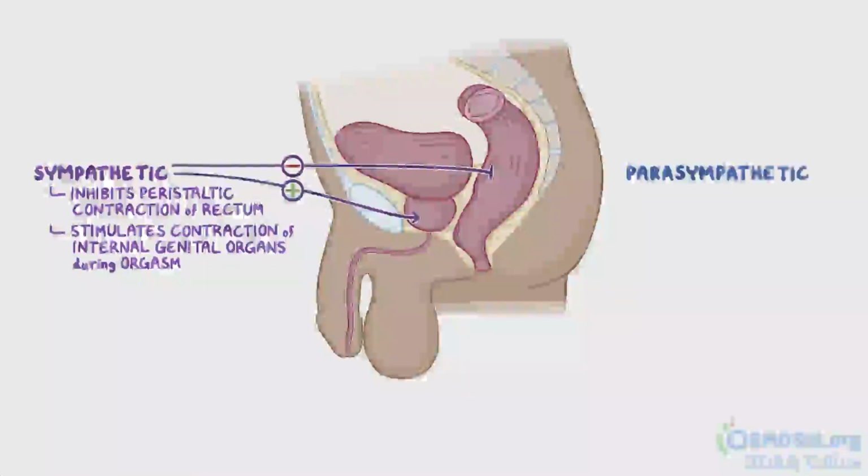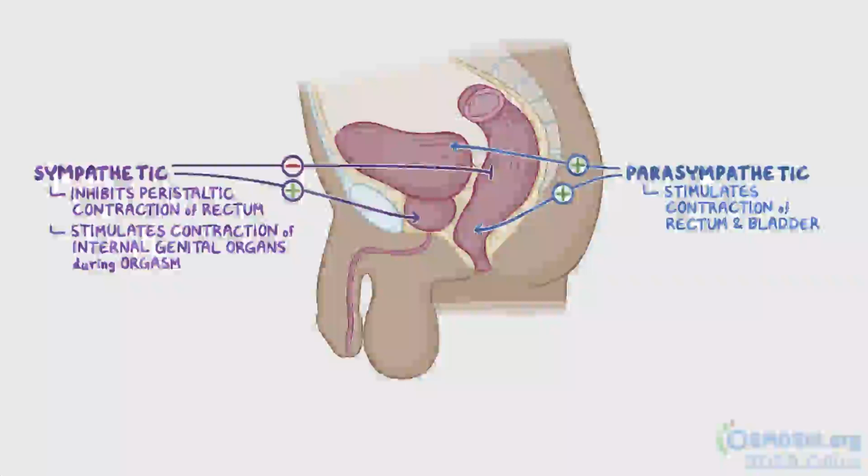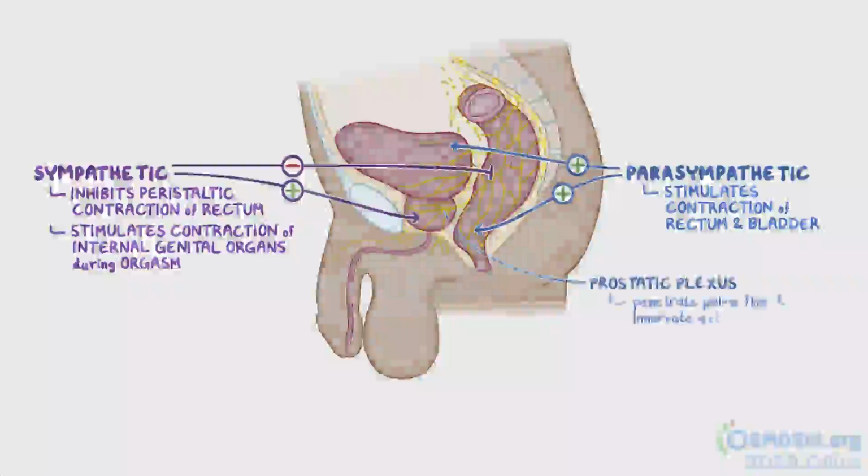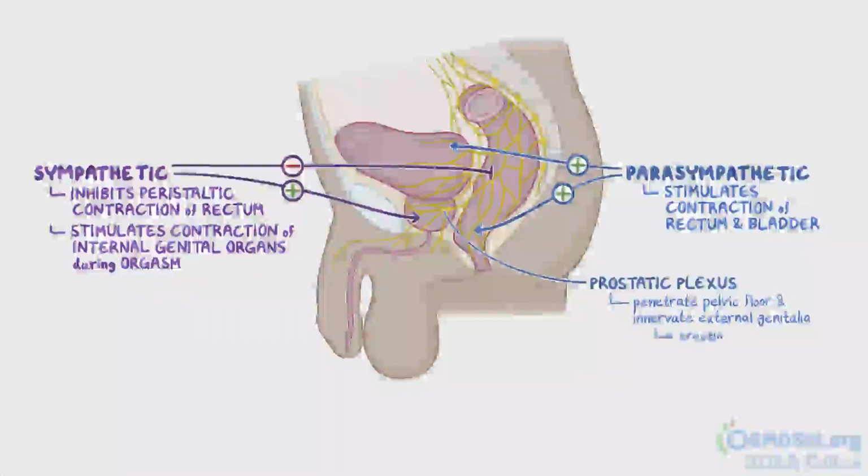The parasympathetic system, on the other hand, stimulates the contraction of the rectum for defecation, and that of the bladder for urination. Also, there are a group of parasympathetic fibers and a plexus found on the surface of the prostate gland, called the prostatic plexus. These fibers penetrate the pelvic floor and innervate the external genitalia, which causes erection.